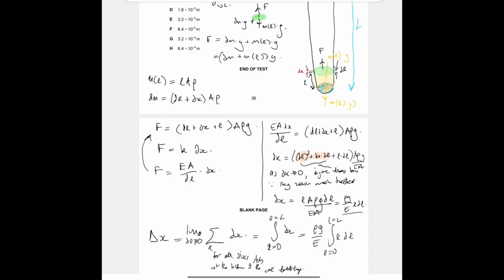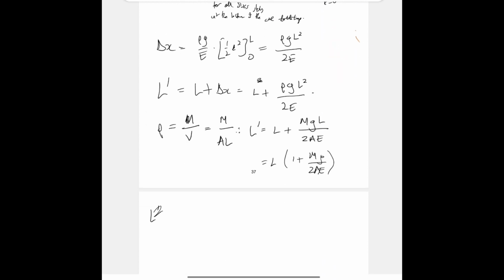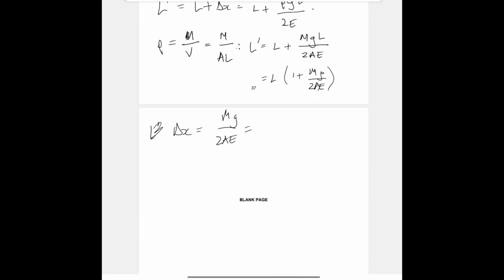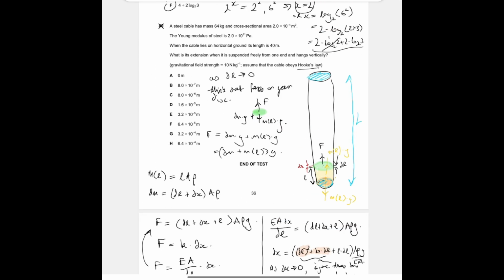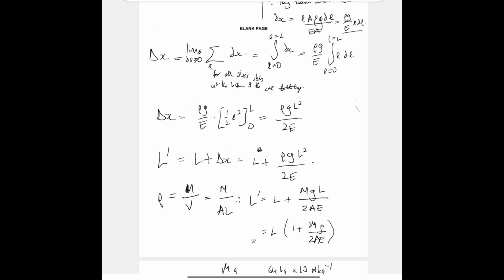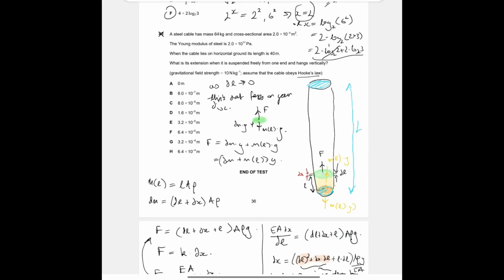So we get the new length. Oh no, we don't even want to find the new length, we just want to find the extension. So delta x equals mg over 2AE, which is 64 kilograms times 10 newtons per kilogram over 2 times the cross-sectional area, which is 2 times 10 to the minus 4 meters squared, times E, which is 2 times 10 to the 11 pascals.